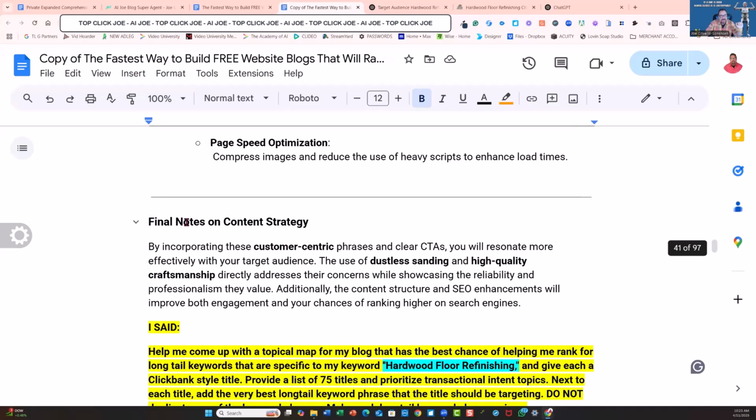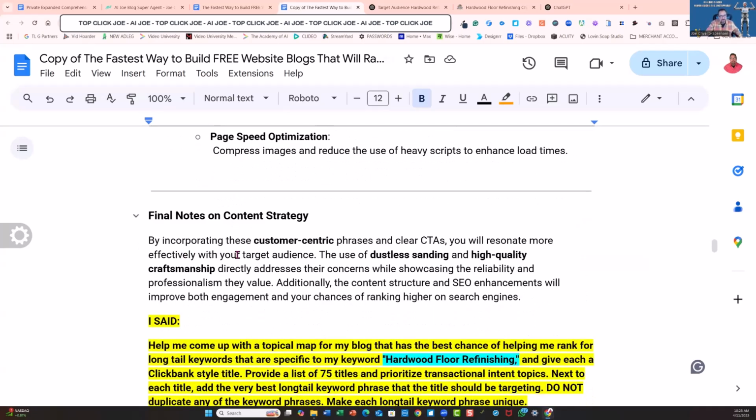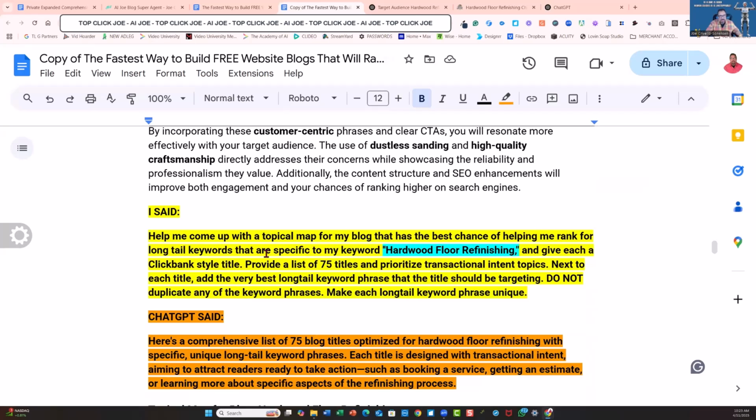And so I go down, I got all this, and it's talking about page speed and mobile optimization, which in 2025, if you're not building websites with mobile optimization, you've already lost the game. You're already out of business. And so, all right, so final notes, what to do. Then I have my next prompt.